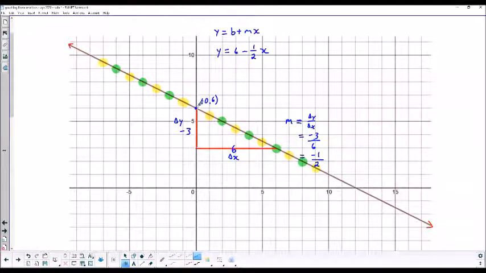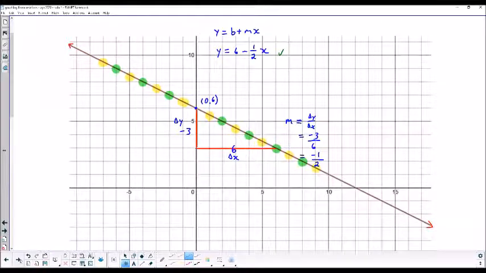Okay, so 6 is the y-intercept, and the slope is -1/2, meaning we go down 1 unit for every 2 units we go to the right. Down 1, 2 to the right. Down 1, 2 to the right. And then because it is a line, that rate of change, or that slope, is going to be consistent and constant all the way along the line. So I'm confident that that would be the equation of that line.